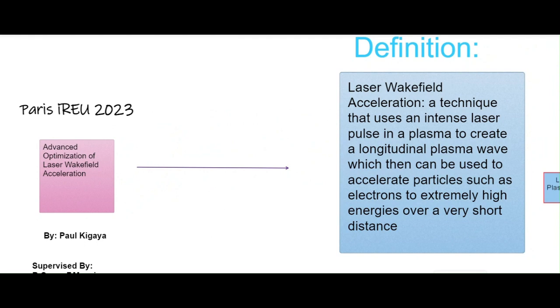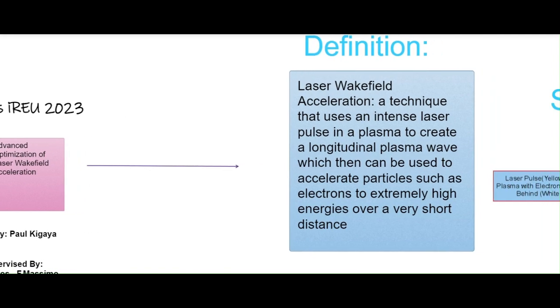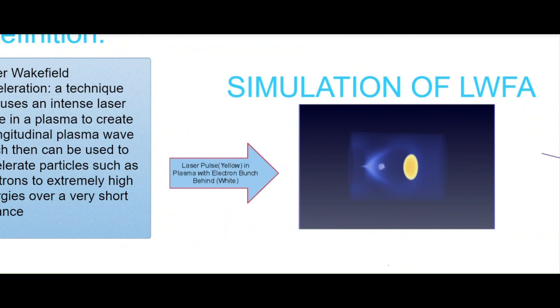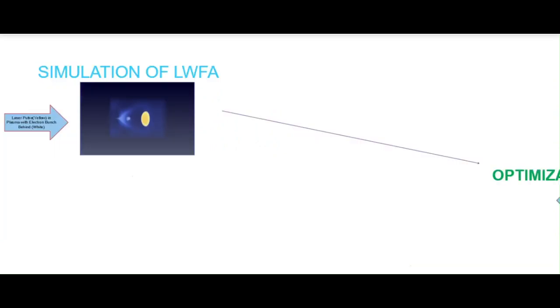Laser wake field acceleration is a technique that uses an intense laser pulse in the plasma to create a longitudinal plasma wave, which then can be used to accelerate particles such as electrons to extremely high energies over a very short distance. This is a numerical model of laser wake field acceleration depicting a white electron bunch in a blue plasma wave created by a yellow laser pulse.